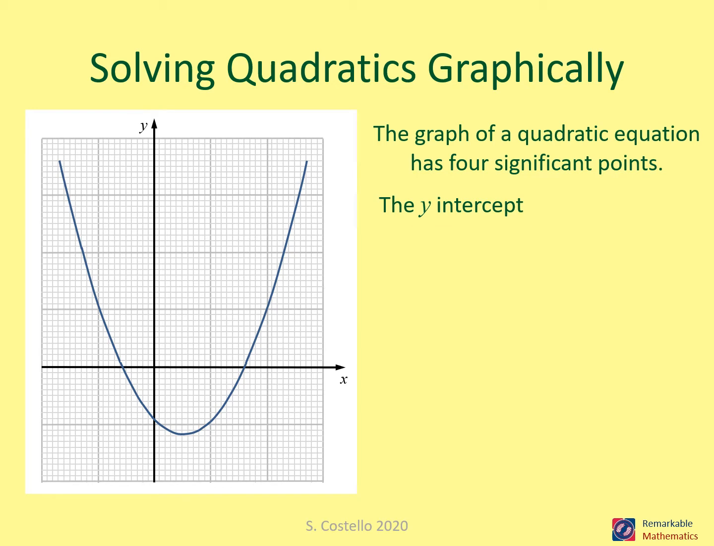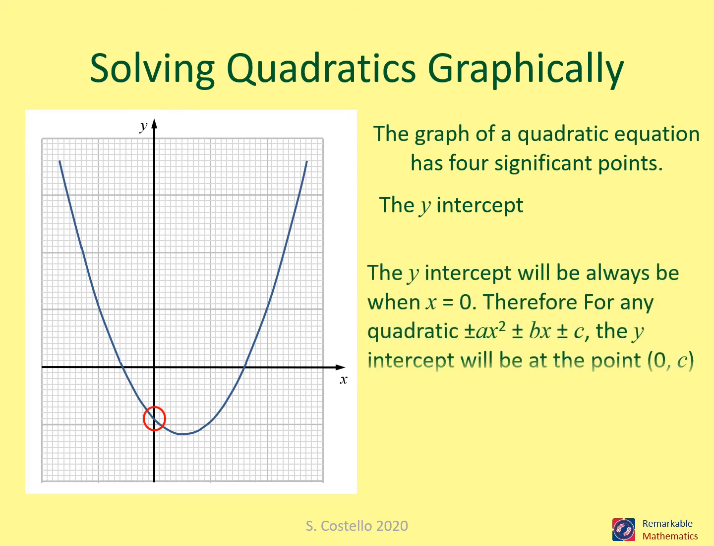The y-intercept, the next significant point, which is here. The y-intercept will always be when x equals 0. Therefore, for any quadratic, ax squared plus bx plus c, the y-intercept will always be at the point 0, c. So the value of c in the quadratic equation gives us the y-intercept in a similar way it did when we were looking at linear equations.